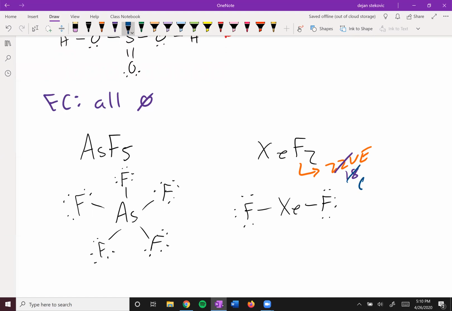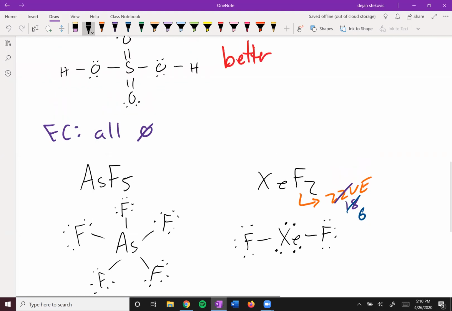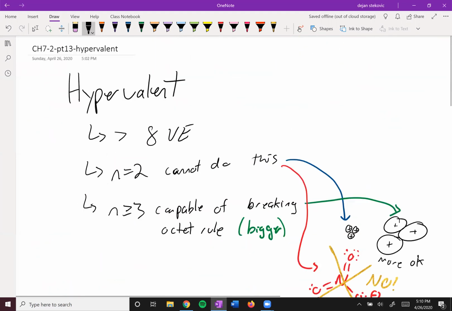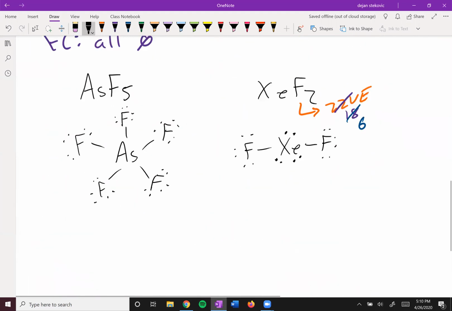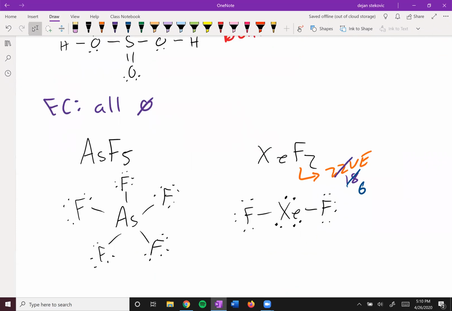So we're left with 6 valence electrons. So we've got nothing else to do. Remember, fluorine cannot break the octet rule. So our xenon must have 3 lone pairs and is indeed breaking the octet rule. So again, a lot of this is just practice, practice, practice. You'll see some hints and similarities within the problems.